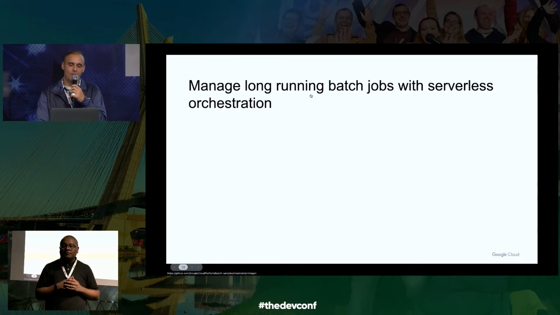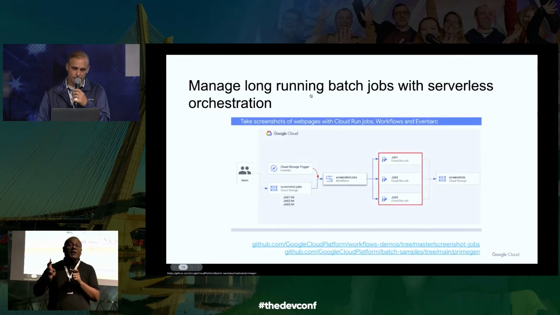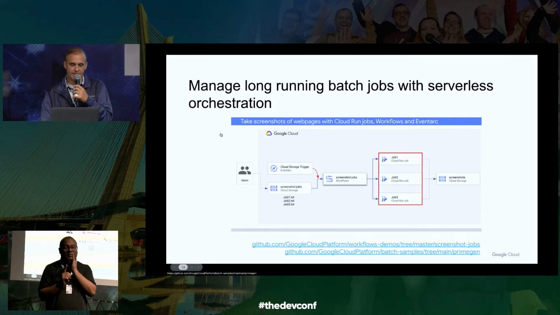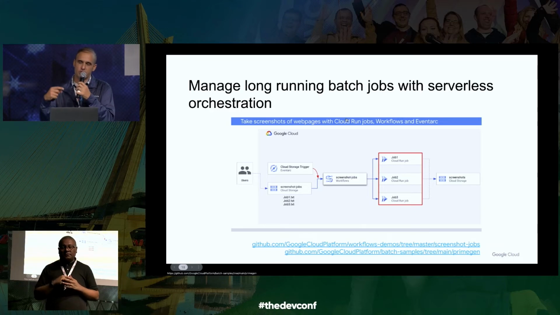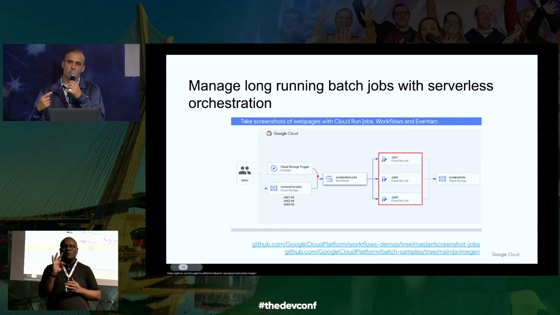Again, if you need to run long-running batch jobs, you can use serverless orchestration to manage that. I have this example to take screenshots of web pages with something called Cloud Run Jobs. Cloud Run Jobs is a batch service that allows you to run containers in parallel. And in here, we are again using this event-driven orchestration pattern.